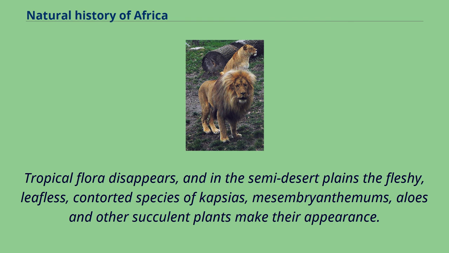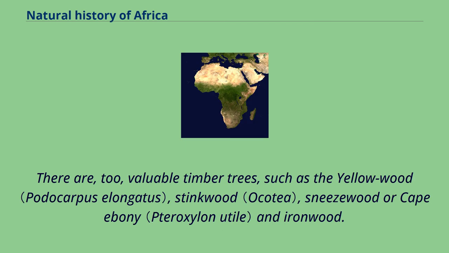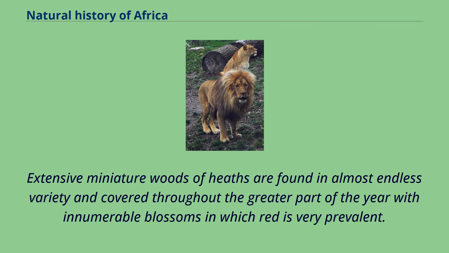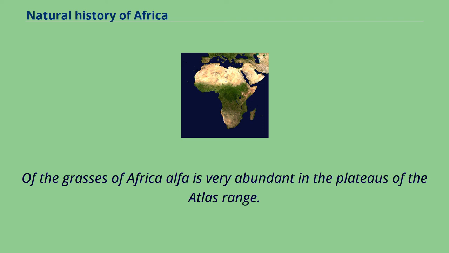plants make their appearance. There are, too, valuable timber trees, such as the yellowwood, stinkwood, sneezewood or Cape ebony and ironwood. Extensive miniature woods of heaths are found in almost endless variety and covered throughout the greater part of the year with innumerable blossoms in which red is very prevalent. Of the grasses of Africa, alfa is very abundant in the plateaus of the Atlas Range.